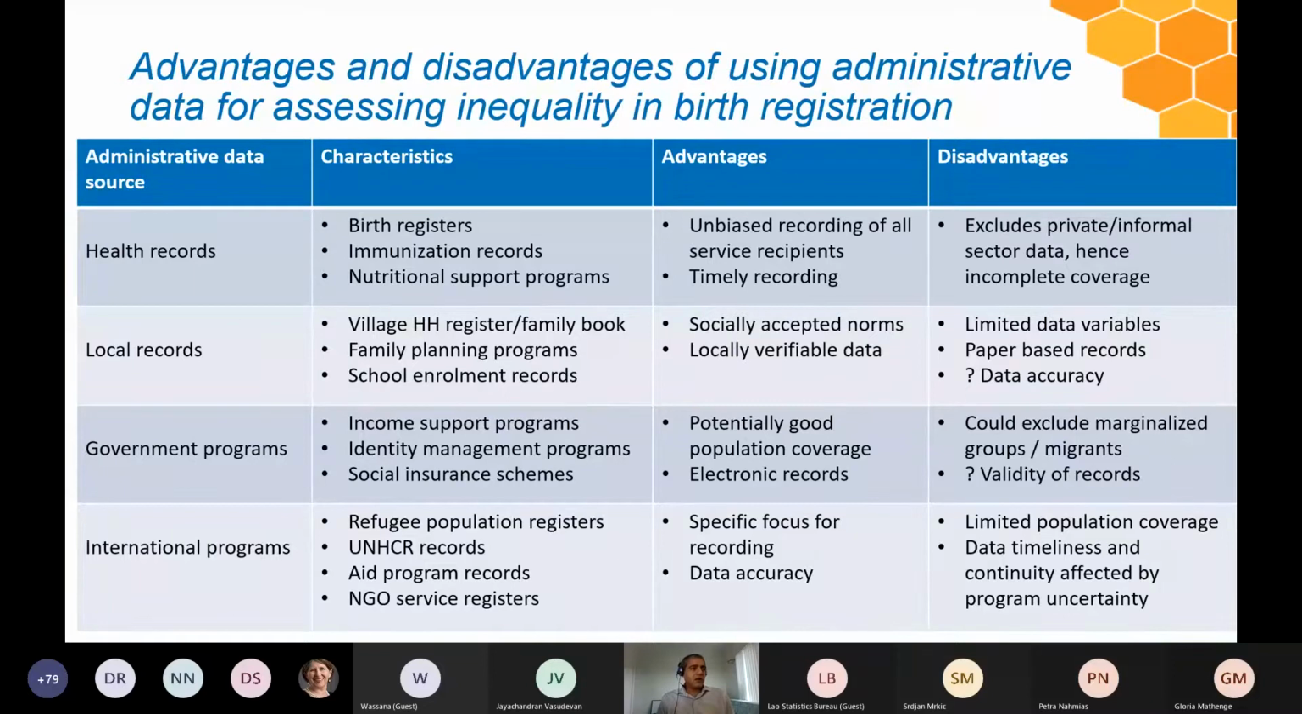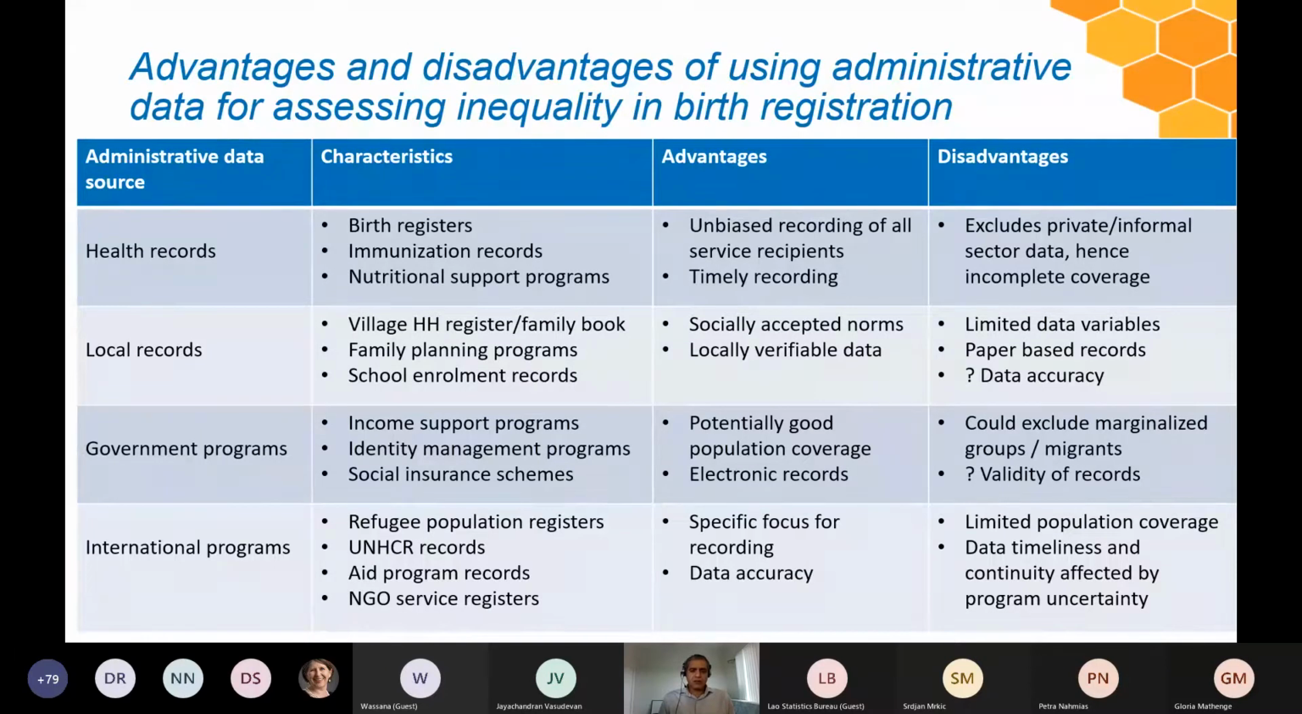For instance, health records usually are in the form of birth registers or immunization records or registers that collect or record information on nutritional support. The advantages are that they usually have an unbiased recording of service recipients and are recorded in a timely manner, but they tend to exclude the private or informal sectors, therefore it's an incomplete coverage. We also have locally maintained administrative records in the form of village household registers or local family planning programs maintained by the government or school enrollments. And they are socially accepted, but they often have limited variables that are recorded in these record-keeping systems.